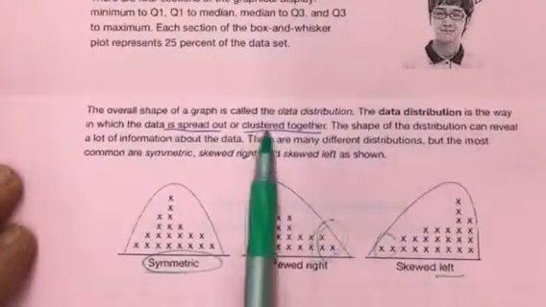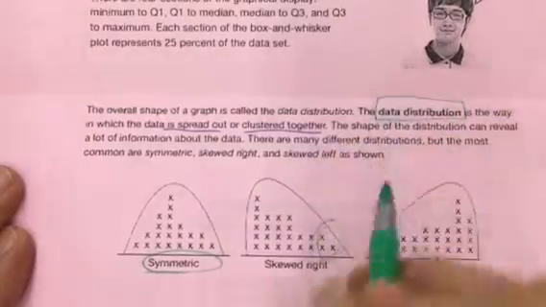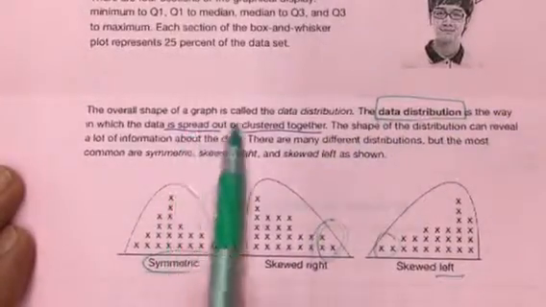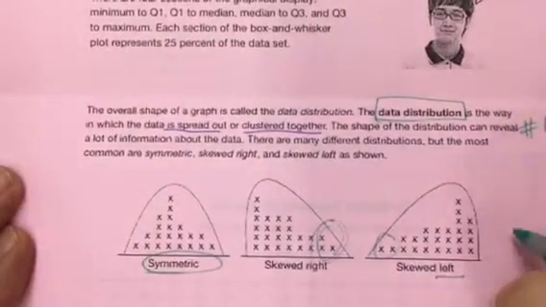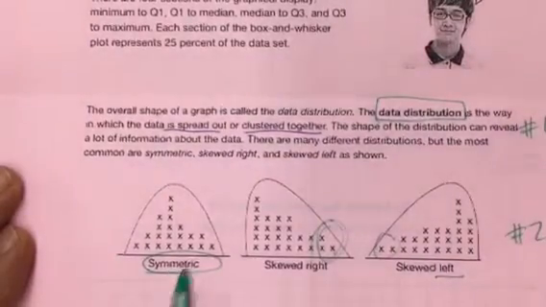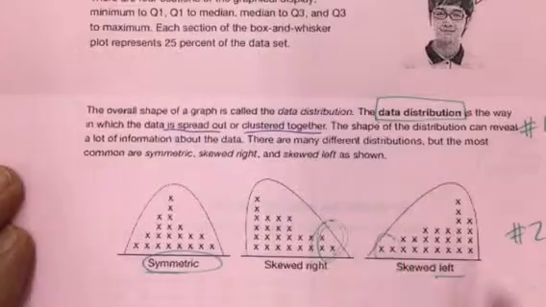On this note, another thing we can talk about is data distribution. Is the data spread out or is it clustered together? That's one. And here's the other one. Is it symmetric or is it skewed right or left? If it's skewed right, there's some weirdos on the right. If it's skewed left, it's some weirdos on the left.